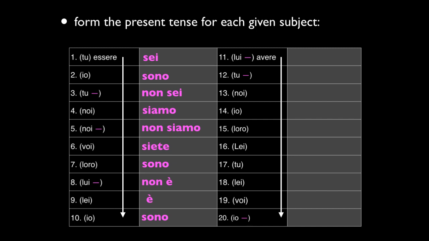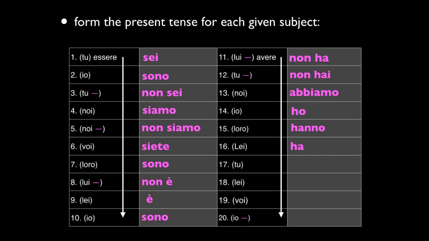11. Now we're on to avere, the verb to have. Lui non ha, he doesn't have. 12 is tu non hai, you don't have. 13 is noi abbiamo. 14 is io ho, I have. 15 loro hanno, they have.